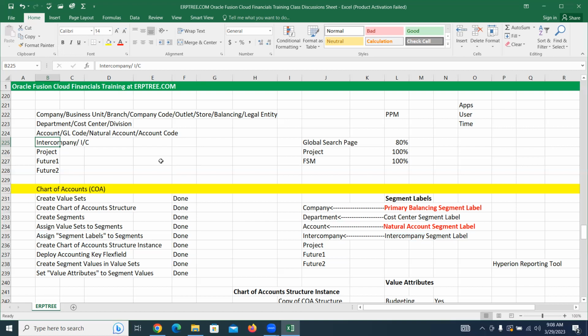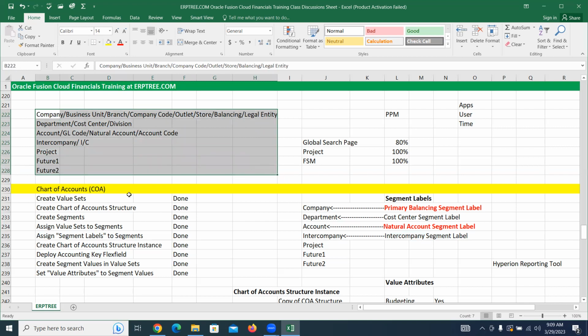That's what we did in our class also. You can take this note. Values will be the same, but the value set would be different. Okay, that's all about the segment level understanding and these points.